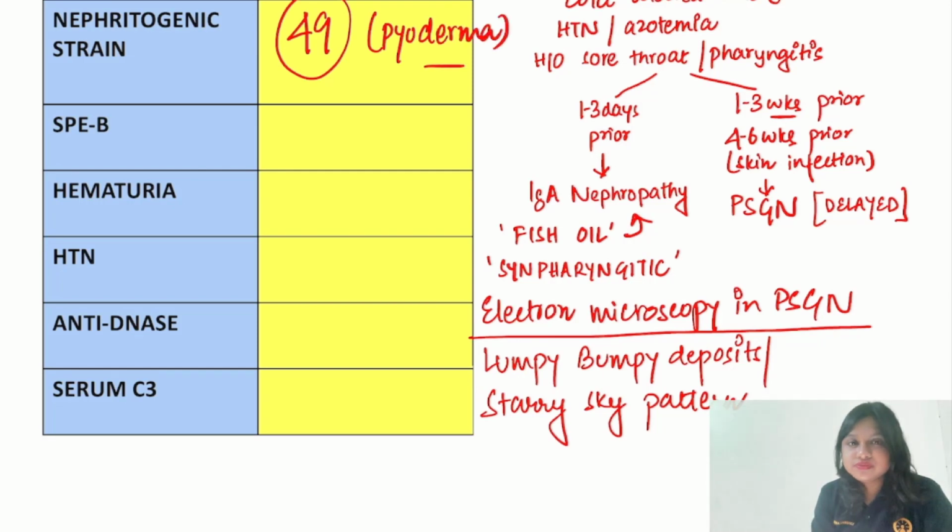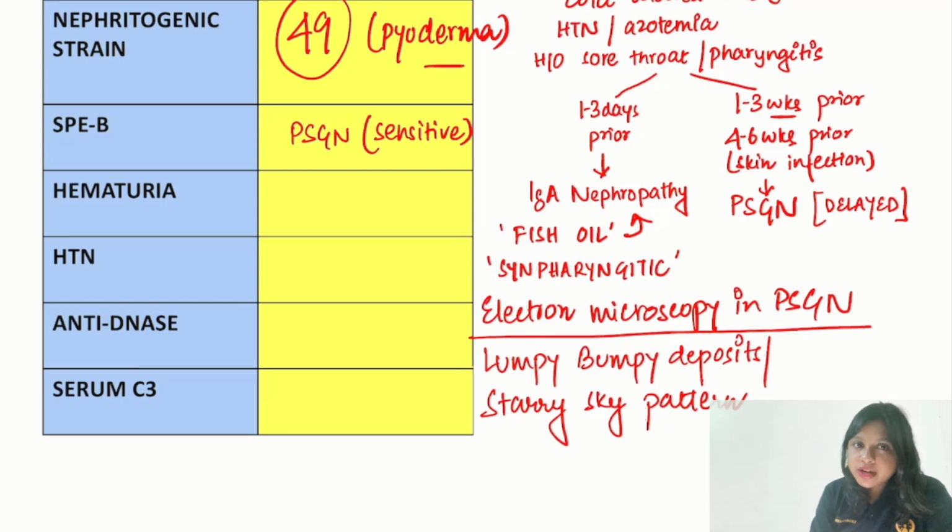or skin infection, right? This was asked in FMGE 2018, that a child presents with cola colored urine and hypertension, and there was a history of skin infection 6 weeks prior. So, which strain is responsible for this disease? The answer will be nephrogenic strain 49 of group A beta hemolytic streptococcus. Now, this SPEB is a very sensitive protein which is found in PSGN again. It's a sensitive protein.